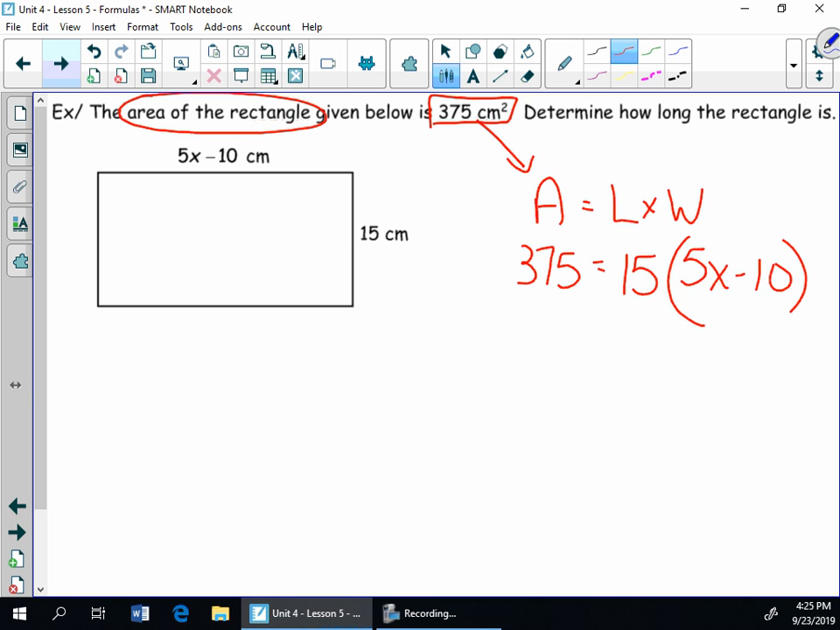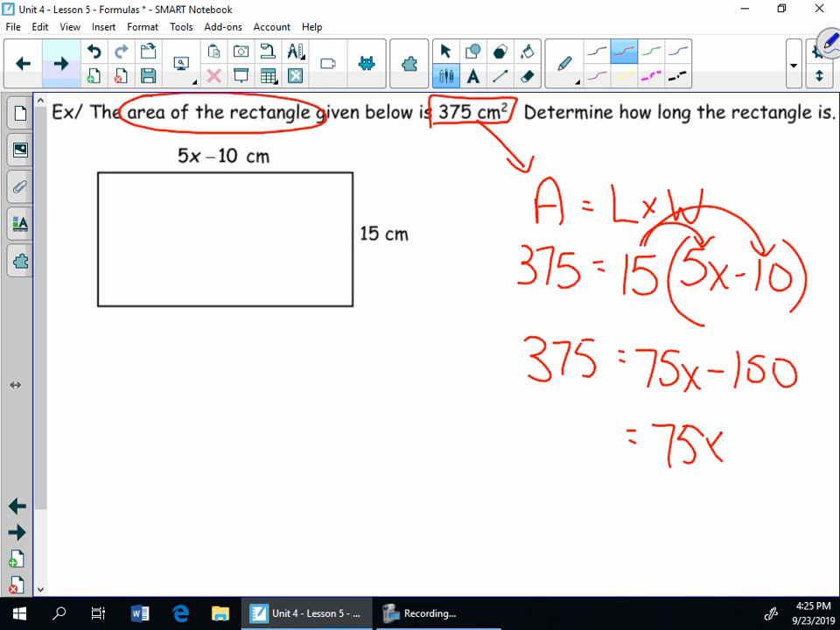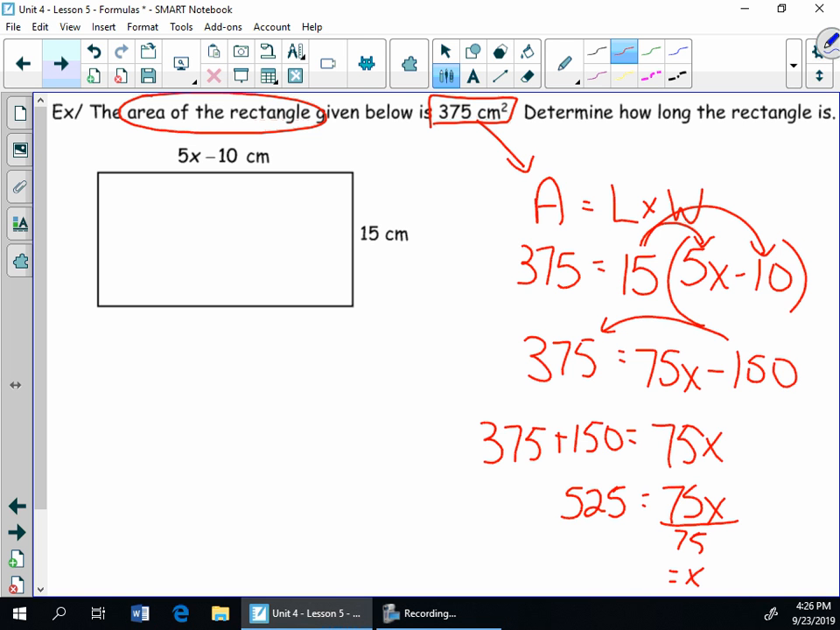Well, how do I solve this? This is algebra again. What do we do when we have brackets? We get rid of them by multiplying. And multiplying. And then we put numbers on one side and letters on the other. So I'm going to leave the 75x over here and bring this 150 to the other side. Becomes a plus 150. Does the opposite. I add those together, I get 525. Well, that's 75x's. I want to know 1x. Whatever I do to one side, I got to do to the other. So divide by 75, and I get x is 7.